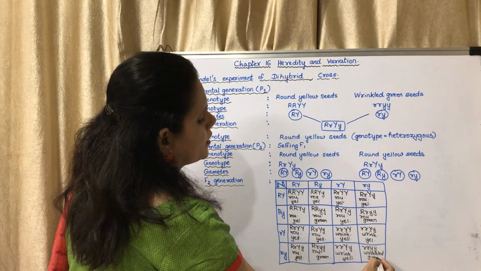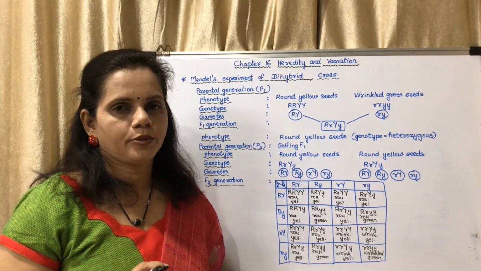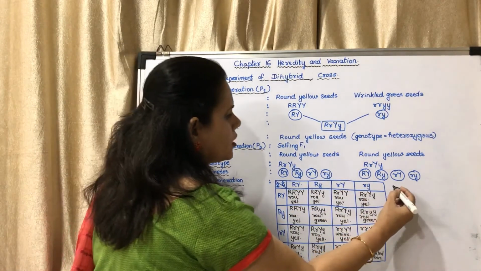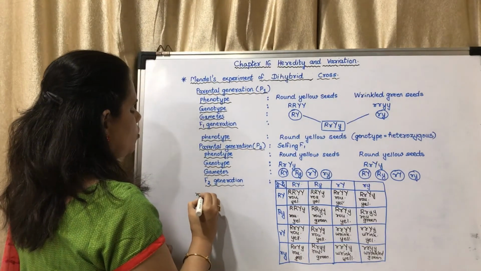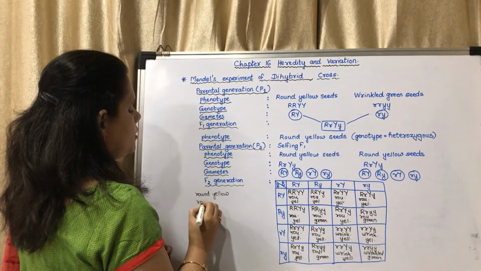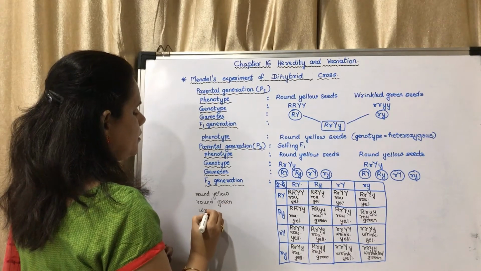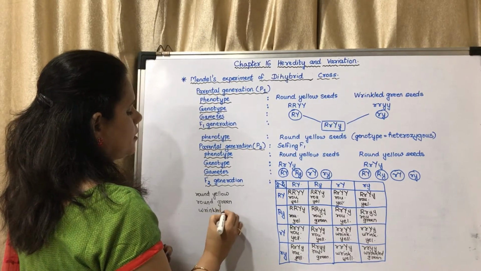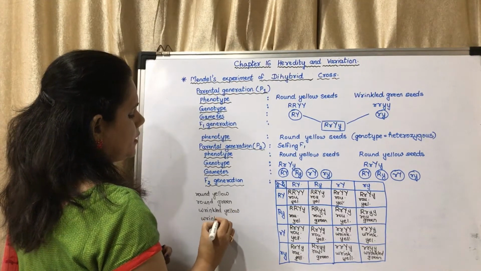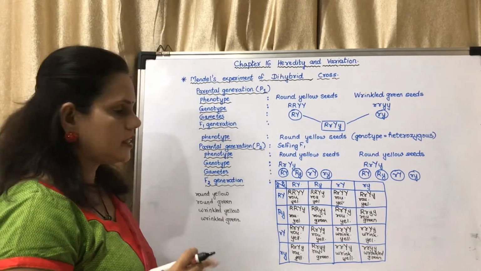green. Now here you have got 4 different types of plants. Okay, 4 different types of seeds. I will write it here: round yellow, round green, wrinkled yellow, and wrinkled green. Okay, you have got these 4 types of seeds.